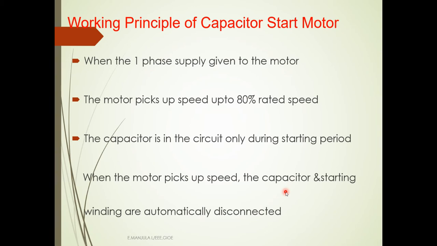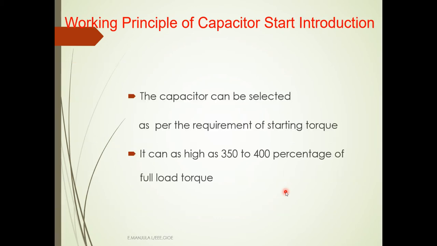So due to what we have seen in a split phase induction motor, there is only a 20 to 30 degrees time-space displacement, that is, an angle is forming, whereas in a capacitor start, a larger angle has been formed. Okay, so when the single phase supply is given, the motor picks up speed up to 80 percent of rated speed, and the capacitor is in the circuit only during the starting period. When the motor picks up its speed, the capacitor and the starting winding are automatically disconnected by the centrifugal switch.